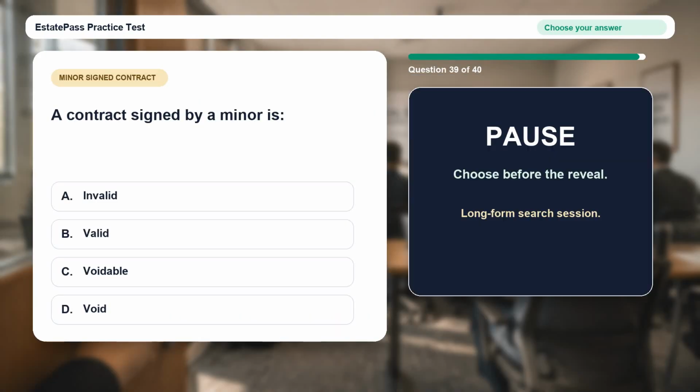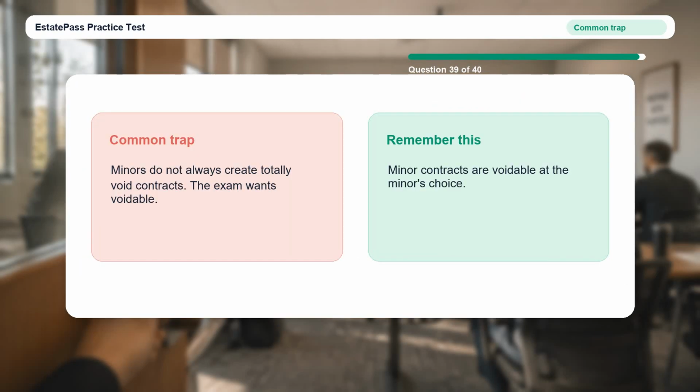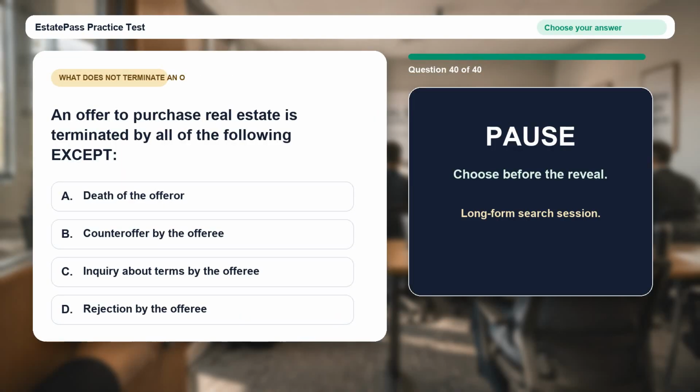Question 39. A contract signed by a minor is. Your choices are A. Invalid, B. Valid, C. Void. The correct answer is C. Voidable. Explanation: contracts signed by minors are voidable, meaning the minor can choose to void the contract or ratify it upon reaching the age of majority. Common trap: minors do not always create totally void contracts. The exam wants voidable.